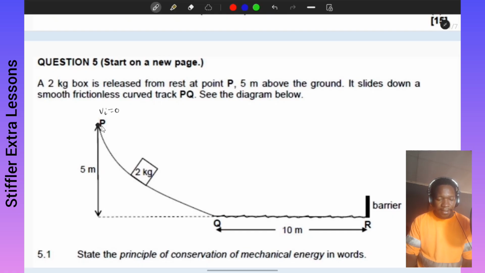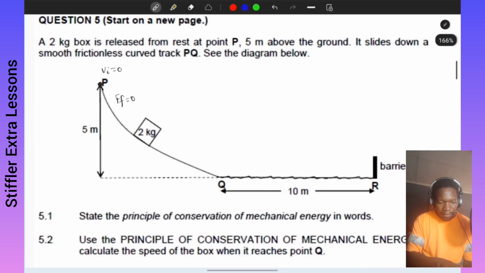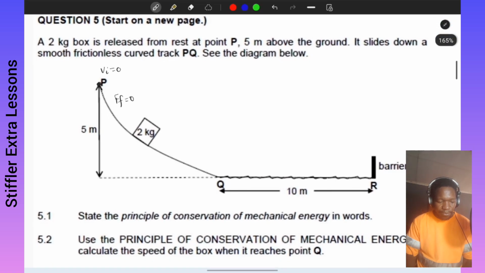It slides down a smooth, frictionless, curved track PQ. If it is smooth, it means that our frictional force here is 0. See the diagram below. So this is a 2 kg block doing its own things there.